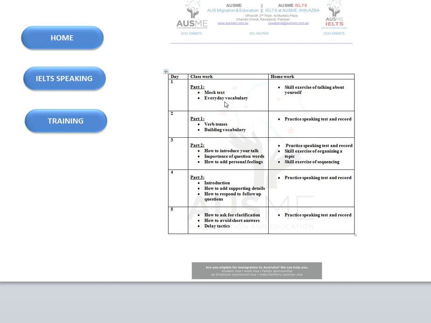Then we move on to the everyday vocabulary. And for that, we'll try to look for the vocabulary that we use in our day-to-day lives. And that would help you in communicating in your speaking test and also when you move abroad. So the homework you get is we'll give you a skill exercise that is talking about yourself.